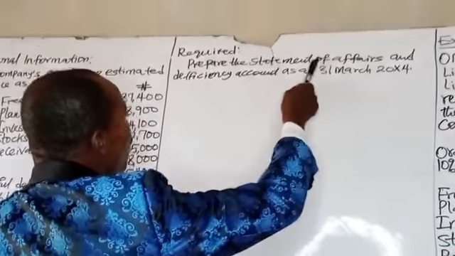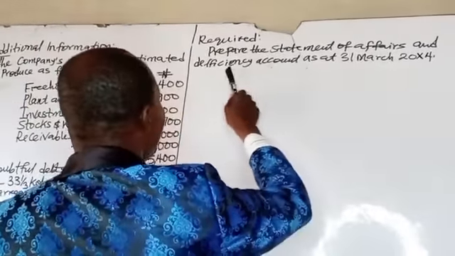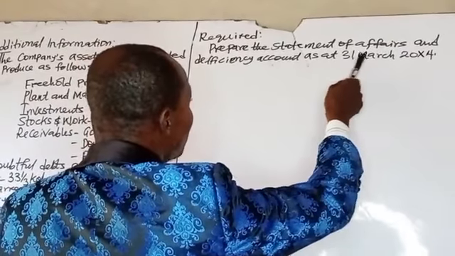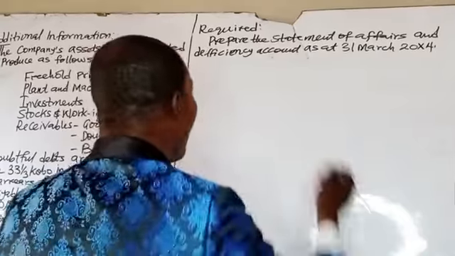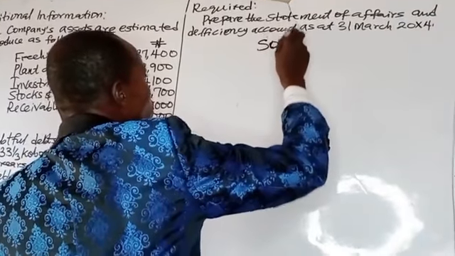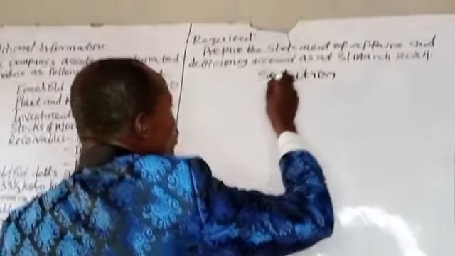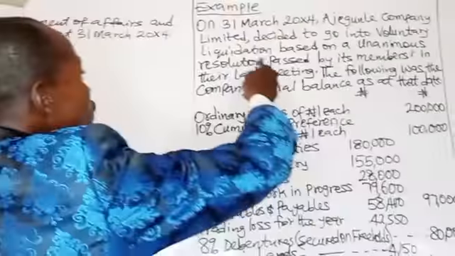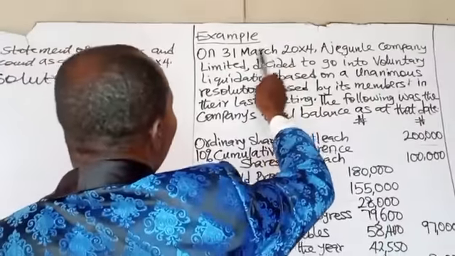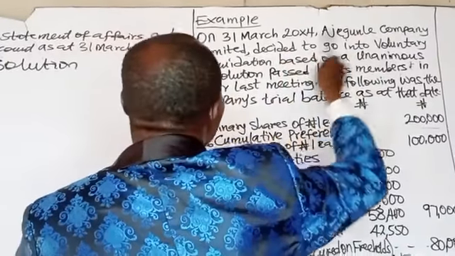Prepare the statement of affairs and deficiency account as at 31st March 20X4. That is the question. Now let's have the solution. Solution. You start with the name of the entity. Back to the question. We have on 31st March 20X4, Adegunle Company Limited.